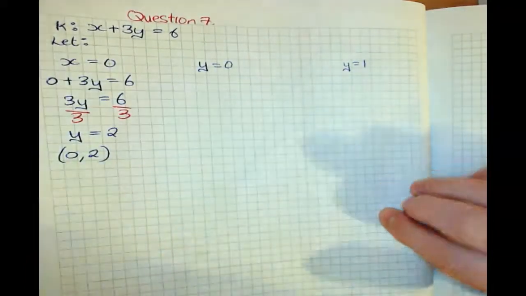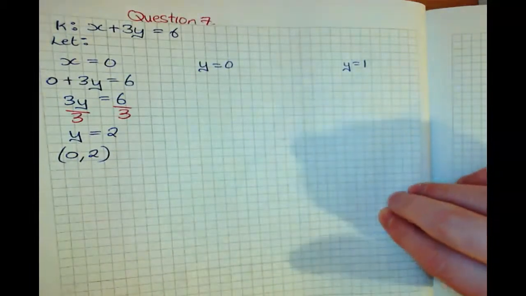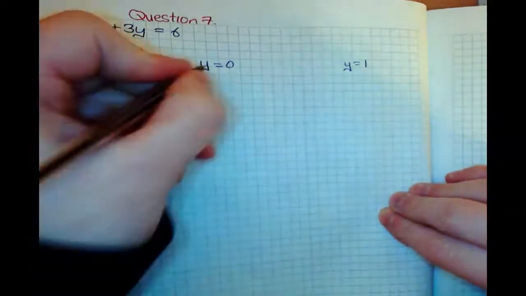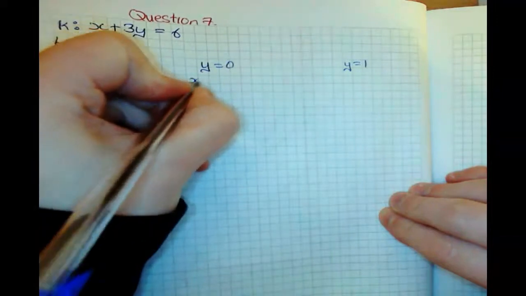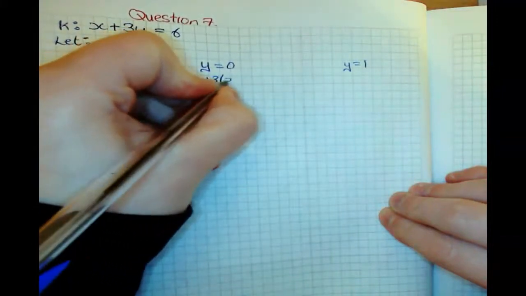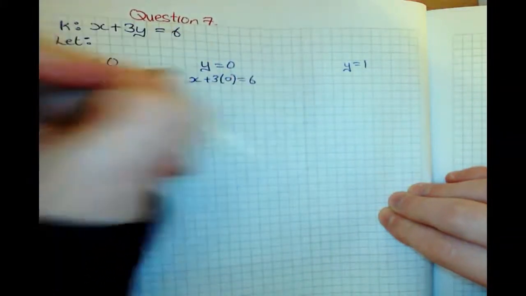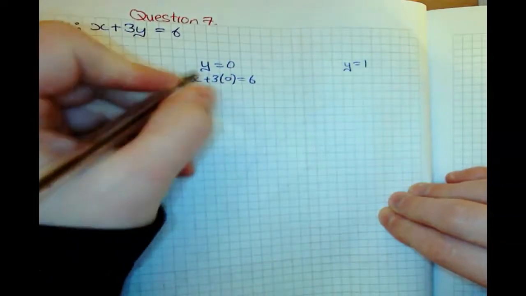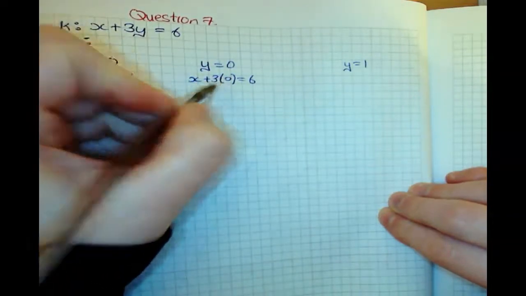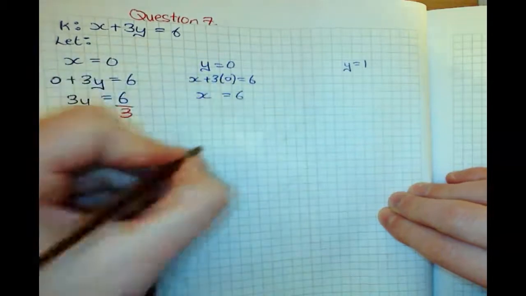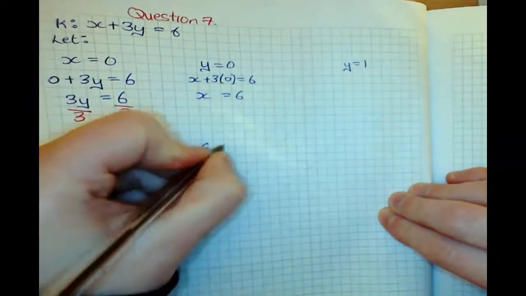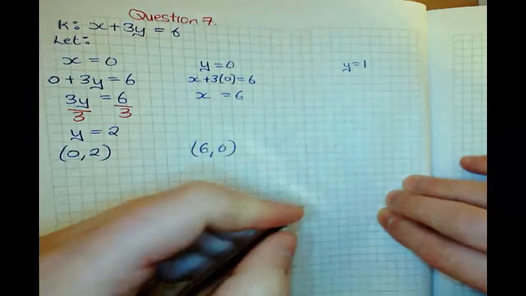Okay. Then we're letting y equal 0, so everywhere I see y I'm putting in 0, so it's x plus 3 by y, which is 0, is equal to 6. X, 3 nothings are nothing, is equal to 6, so your point there is 6, 0.